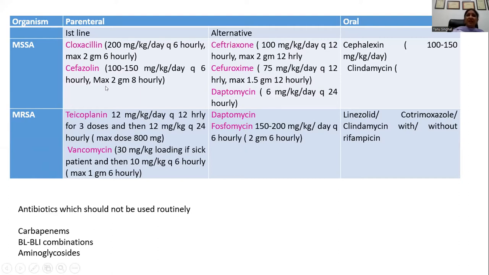And some of the agents which are used commonly should not actually be used. For example, carbapenems, unless you have a newborn. There's no point in using a carbapenem. Again, BL-BLI combinations, no role unless it's a newborn. Or similarly, aminoglycosides. Adding aminoglycosides to cloxacillin or cefazolin is of no benefit in treatment of Staph aureus. And in fact, it increases toxicity. So they should not be used.